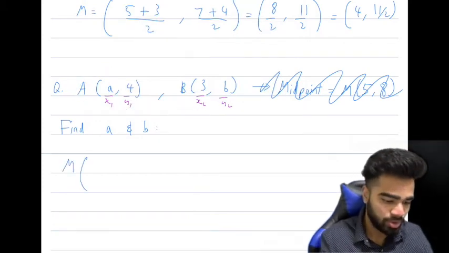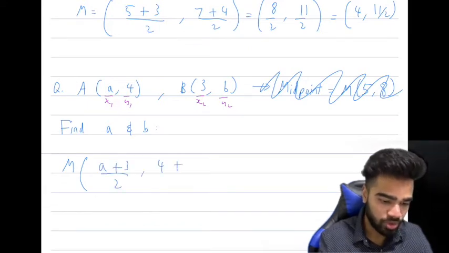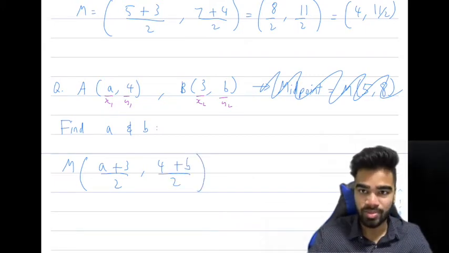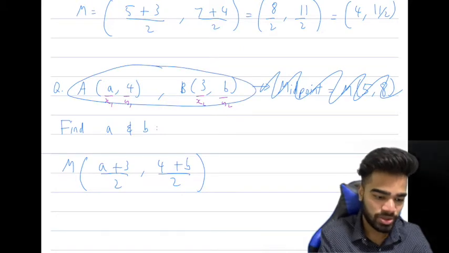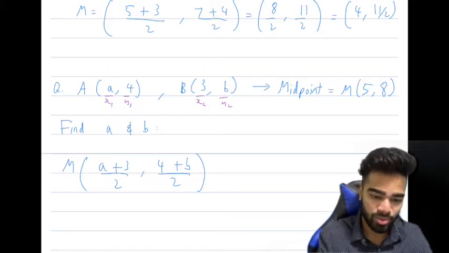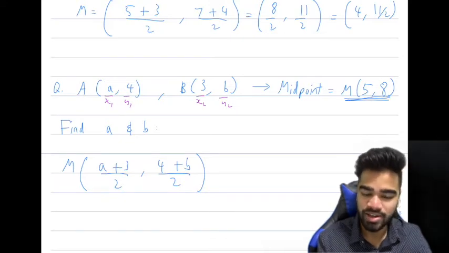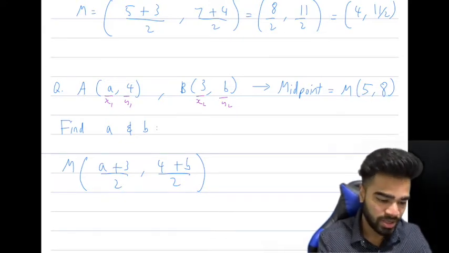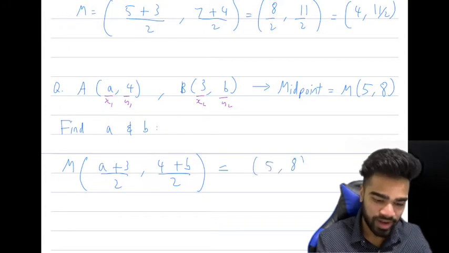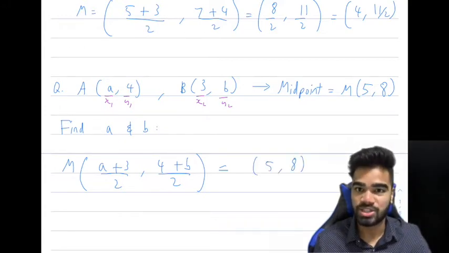So I can say midpoint is equal to x1, which is a plus 3 over 2, and y1, which is 4 plus b over 2. So using the formula, I got the midpoint, right? Now this is the midpoint between these two coordinates. Now, what is the question saying the midpoint should be? The question is saying the midpoint should be 5 and 8, right? So this midpoint that we got from our equation should be the same as 5 and 8 because that's what the question is saying, right?